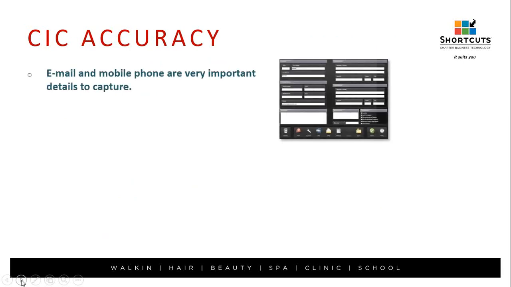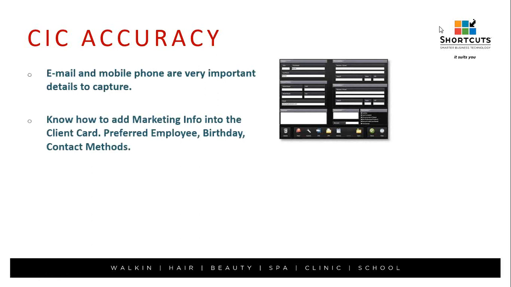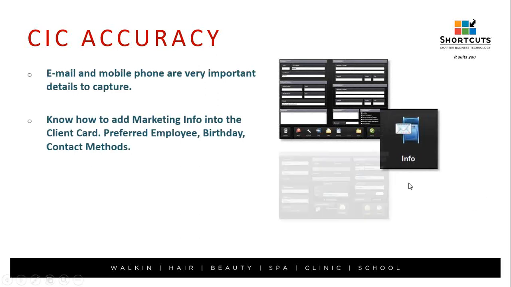So finally, the other thing that we need to look at is our client information. It's really, really important that we make sure that our client information is accurate. We need to make sure that we're capturing email and mobile phone numbers. They're the most important. Obviously, emails for our email marketing through Set and Forget, and then also our phones if you decide to go down the route of SMSs, so your SMS confirmations and also your SMS marketing. So know how to add marketing info into the client card.